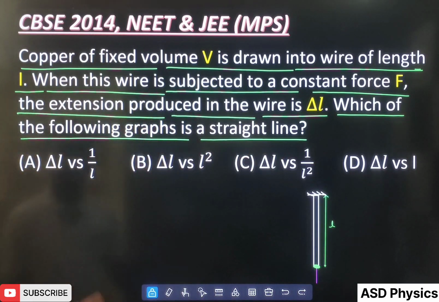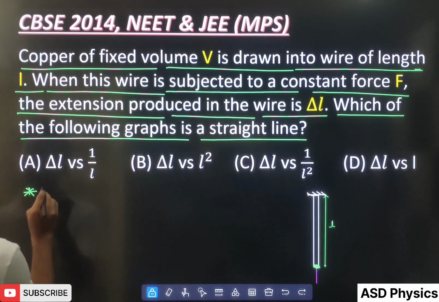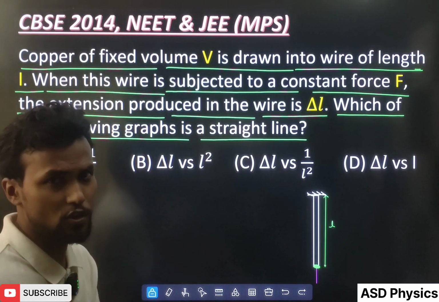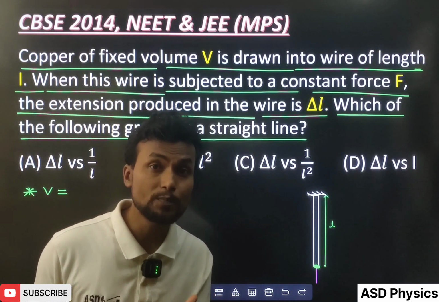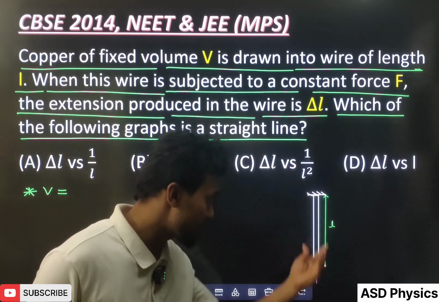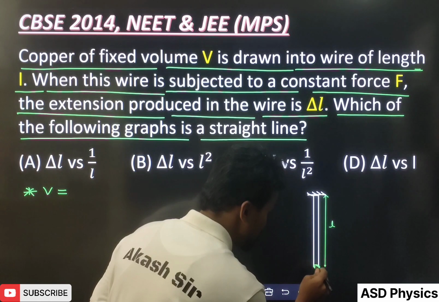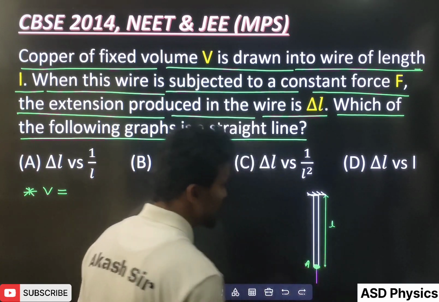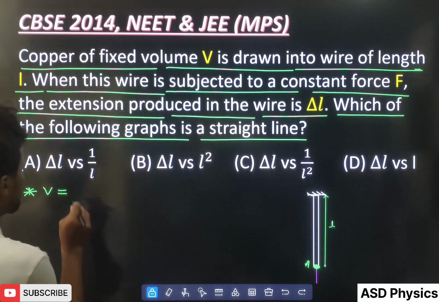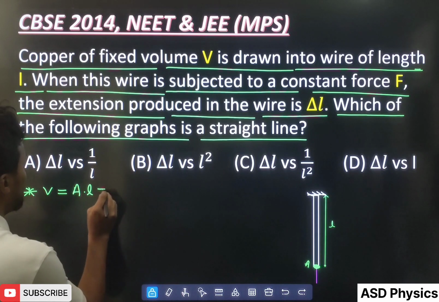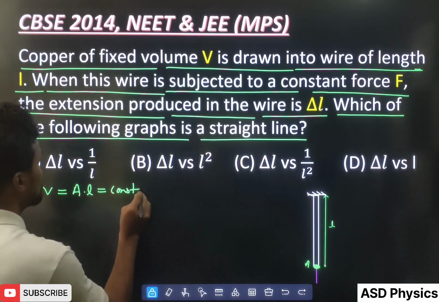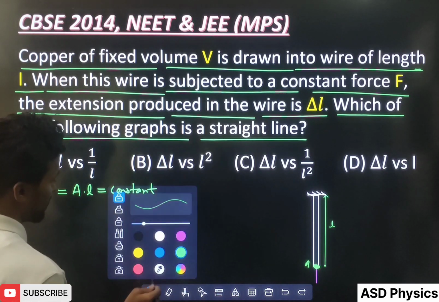Okay. So after reading the question, one thing I am getting very well: the volume of the wire is fixed. They are telling fixed volume, that means volume is constant. But what do you mean by the volume? If the wire is there, the length of the wire is L, and the cross sectional area, because this will be circular, is A. So the volume will be A into L. And this volume is constant. First thing.